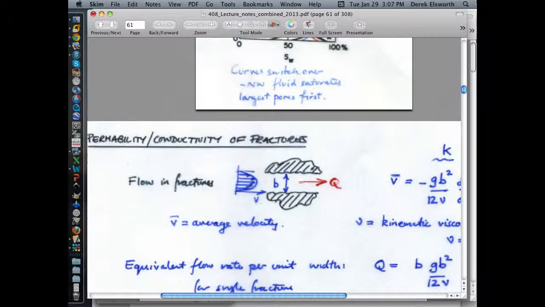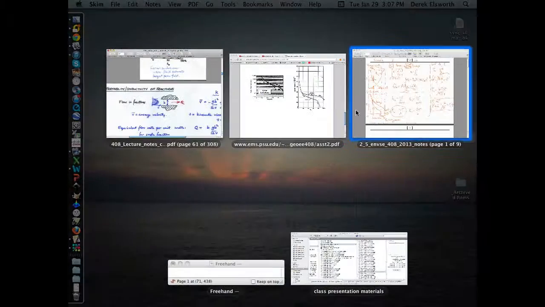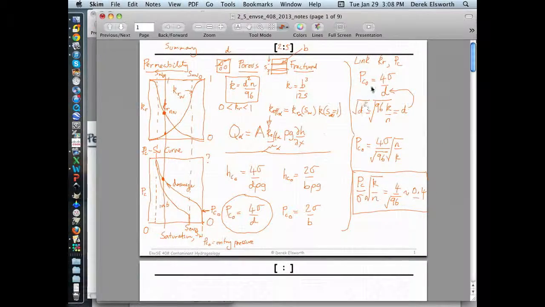If we come back to this, the one thing that we invoked when we looked at the relationship between capillary pressure curves and permeability was that we could link them through saturation, and we end up with this curve. To do that, we needed some kind of magnitude that linked the pore throat size to the permeability, and then we could link these two things in some way.